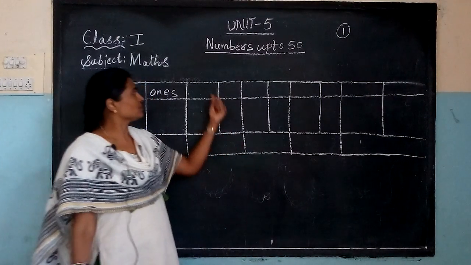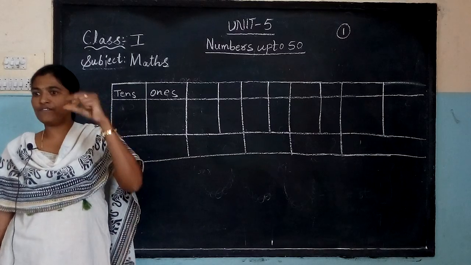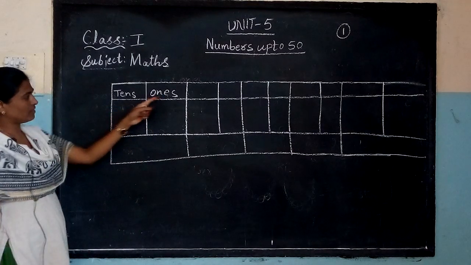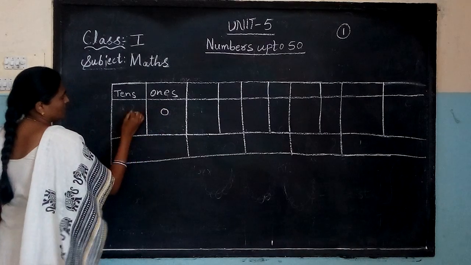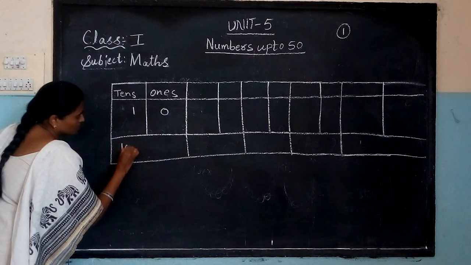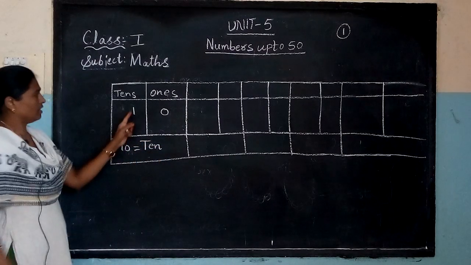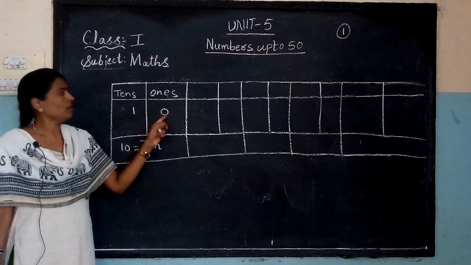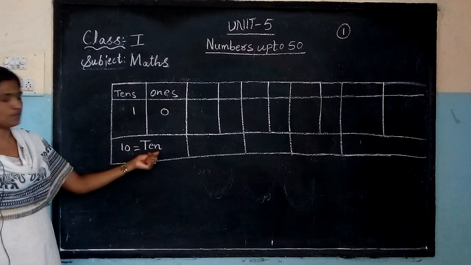Just now I explained, no children, how to arrange singles and one bunch. Now here one sentence I am writing: in ones column 0 and in tens column 1. What number did it become? 10. Spelling of 10 is TEN. Here in ones column 0 and in tens column 1. What did it become? 10, and the spelling of 10.